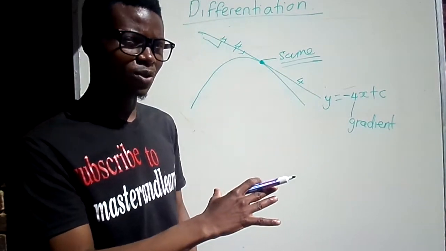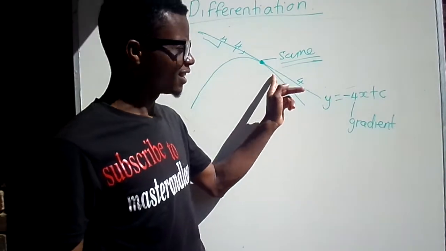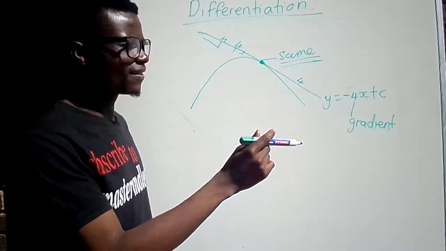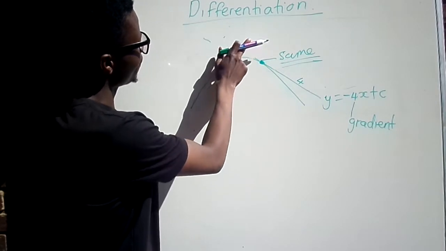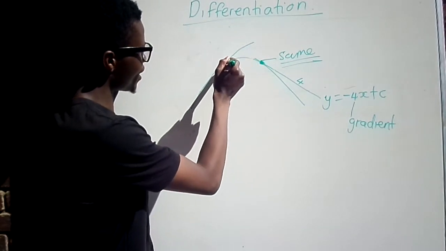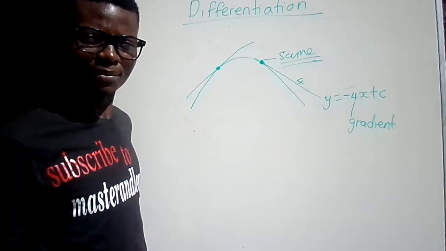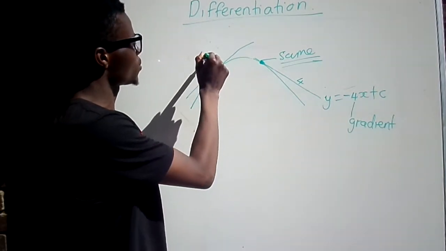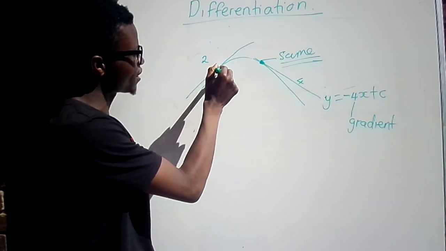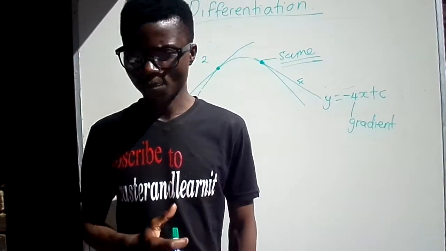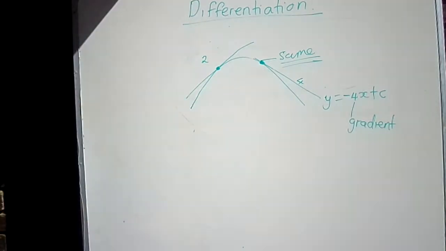We should be able to know that we cannot calculate the gradient of a curve, but all we know is wherever a straight line touches a curve, wherever a straight line is a tangent to the curve, they share the same gradient. If this gradient is 2, then at this point this curve is having a gradient of 2. That's the first basic principle we should be aware of.